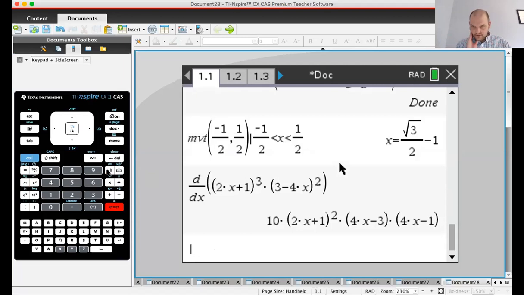Positive 10. Uh-oh. Oh, I see what the difference is. They have positive 10, 2x plus 1 squared, positive 4x minus 3. We have 3 minus 4x. Same deal, right? They take a negative out of that. We have a negative 10. Good deal. And then a 4x minus 1. So we both got it. The calculator got it. Nice. Let's go back here.